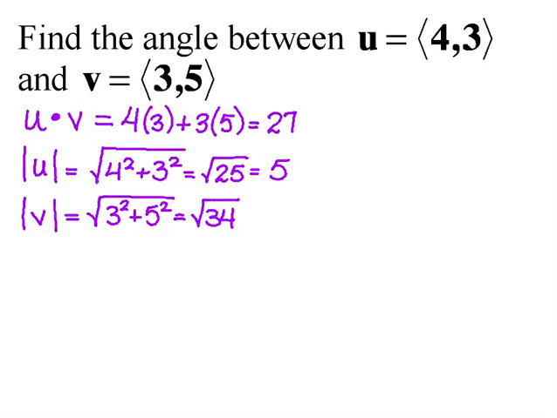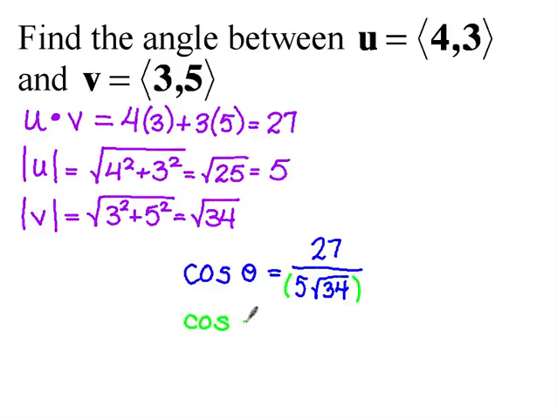So how we find the angle, remember, cosine of theta equals u dot v on the top, so 27 on the top. On the bottom, I have 5 times root 34. So what you need to do on your calculator, if you're going to do this on your calculator, you need to make sure you put this in parentheses. So go ahead and take 27, divide it by 5 root 34. I need to know to 4 decimal places what you get.